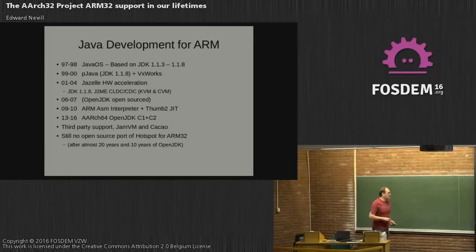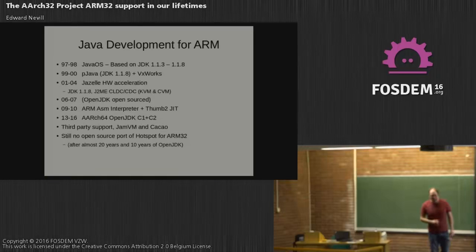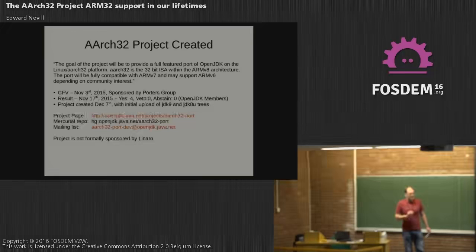So at FOSDEM last year, at the end, I proposed the idea of the project, and I asked for a volunteer to come forward to lead the project, and as is usual, nobody came forward, so I ended up doing it myself. The goal of the project is to provide full-featured support for JDK on the Linux Aarch32 platform, and the port will be fully compatible with Arm32. Okay, Aarch32 is almost 100% compatible with Arm32.